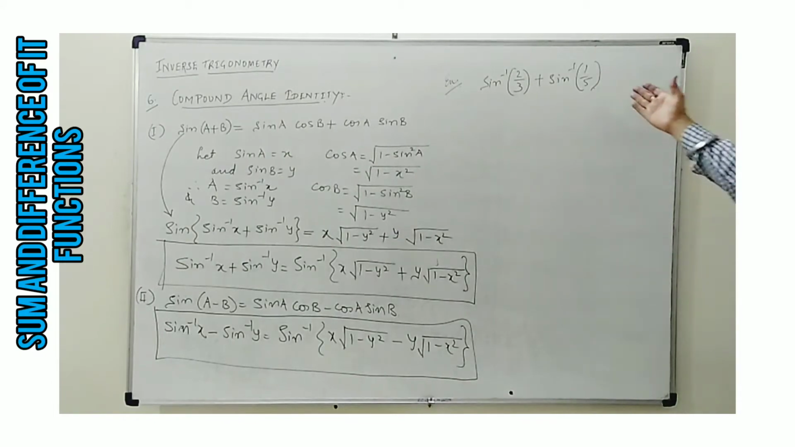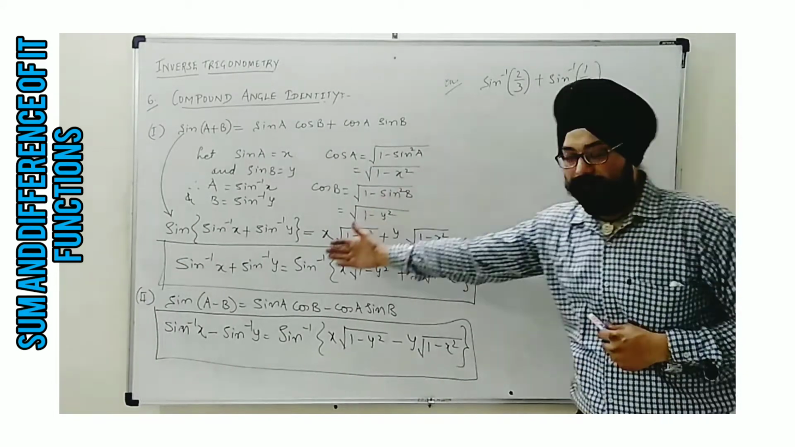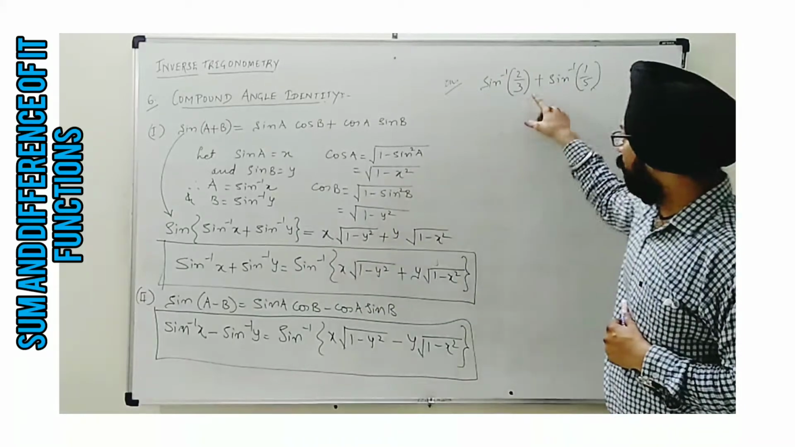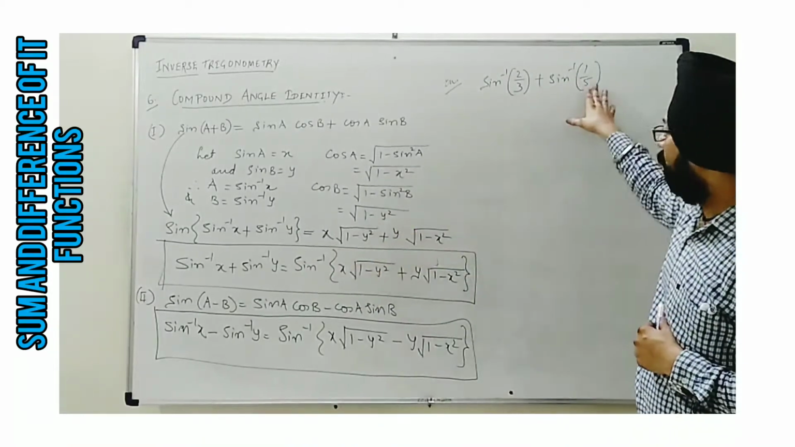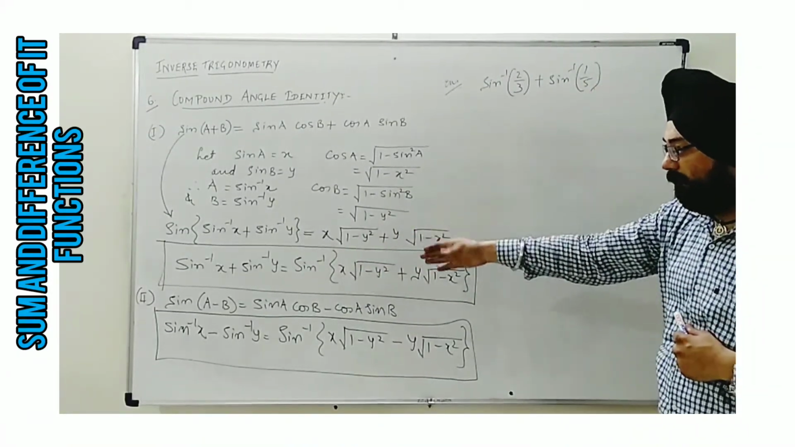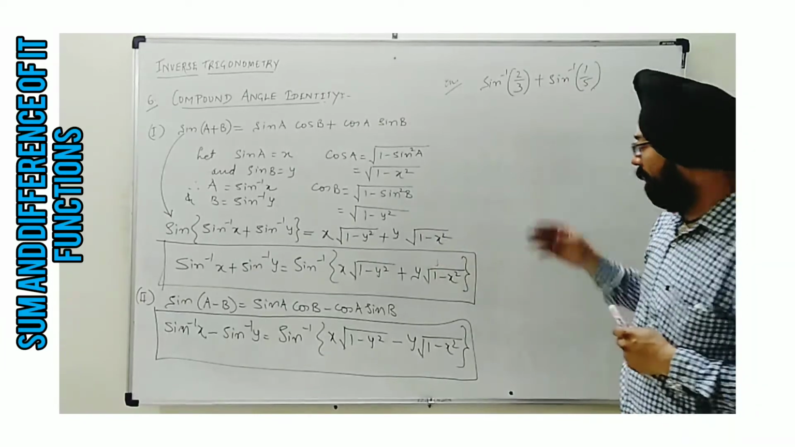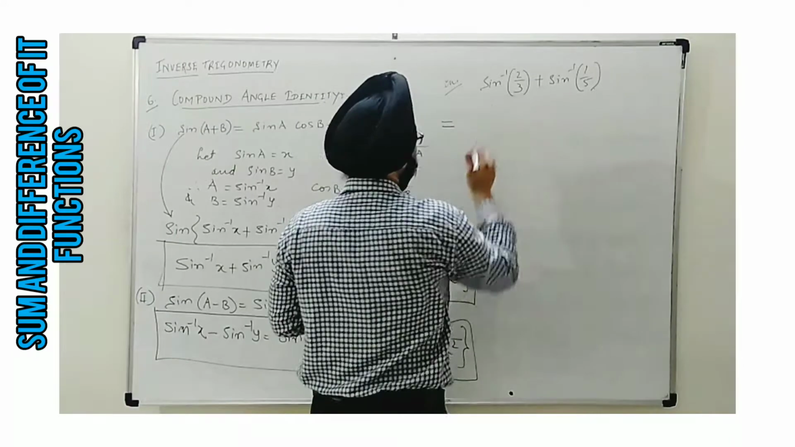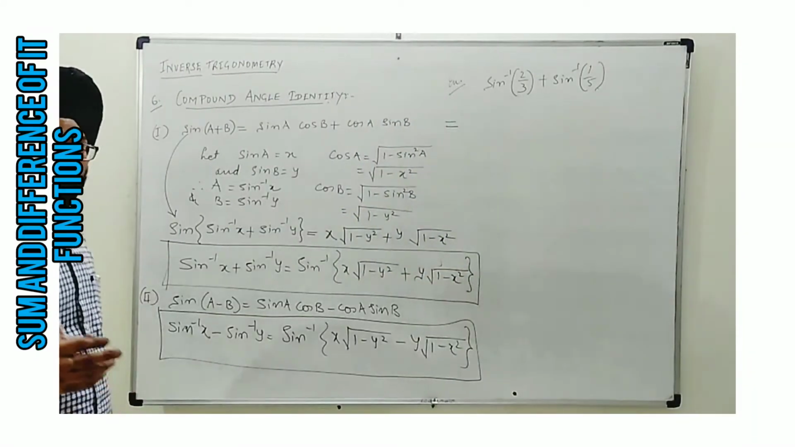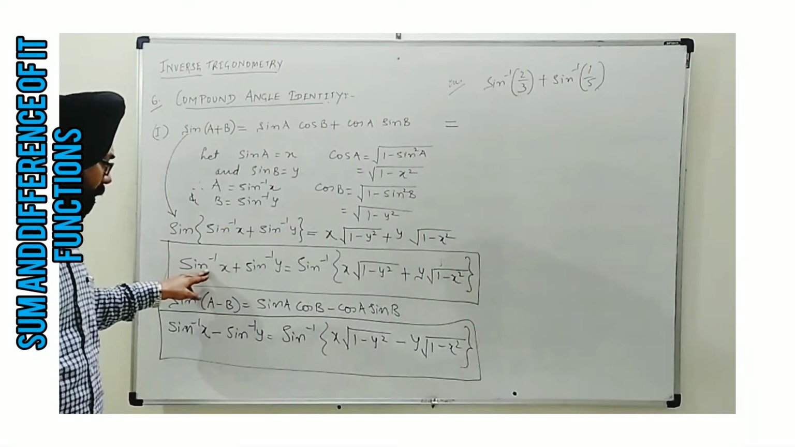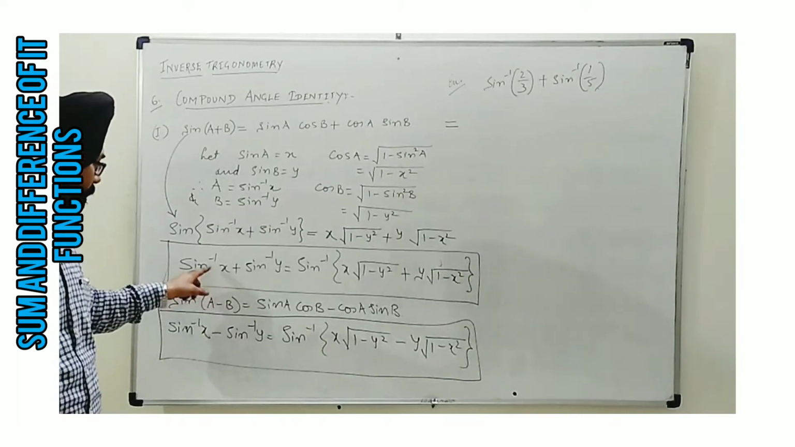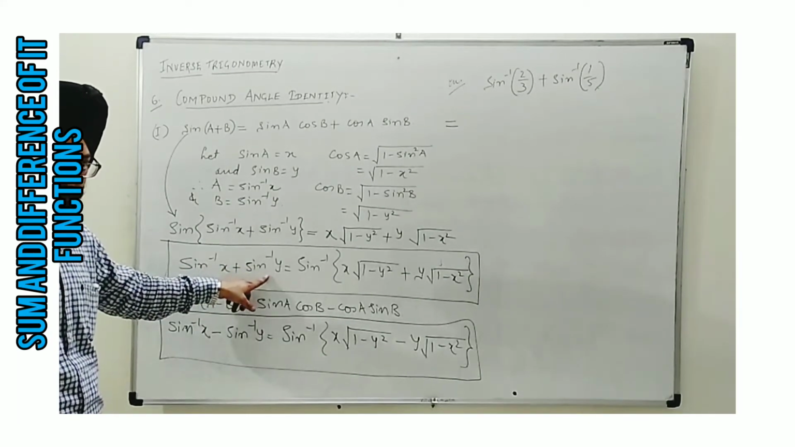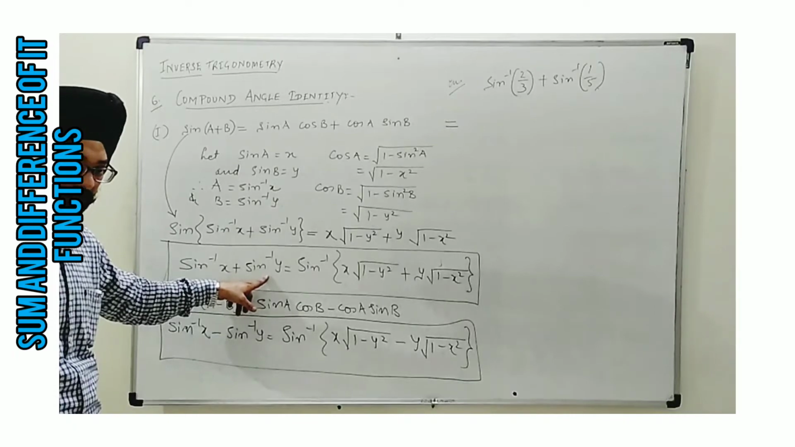If I compare, this can be seen as the first identity. The value of x is here 2 by 3 and the value of y comes to be 1 upon 5. So by comparison, the right hand side we can express in terms of 2 by 3 and 1 upon 5. What is the use of identities? Let me tell you, like you can see in this example, sine inverse x and sine inverse y, two terms are given of sine inverse function.